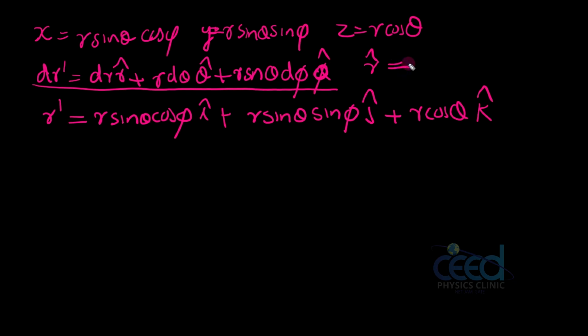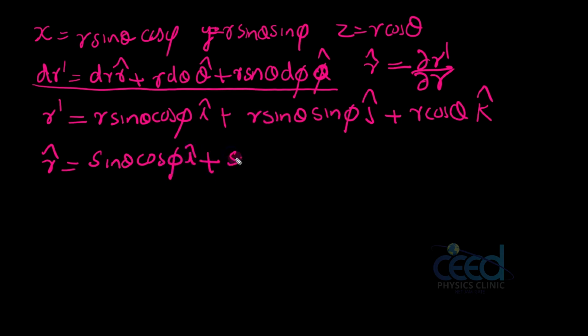r cap is equal to dou r dash by dou r. If I find dou r dash by dou r with respect to r, the r gives 1 and the remaining is constant, so sin theta cos phi i cap plus sin theta sin phi j cap, where r gives 1, and here also cos theta k cap, where r gives 1. So this is r cap.